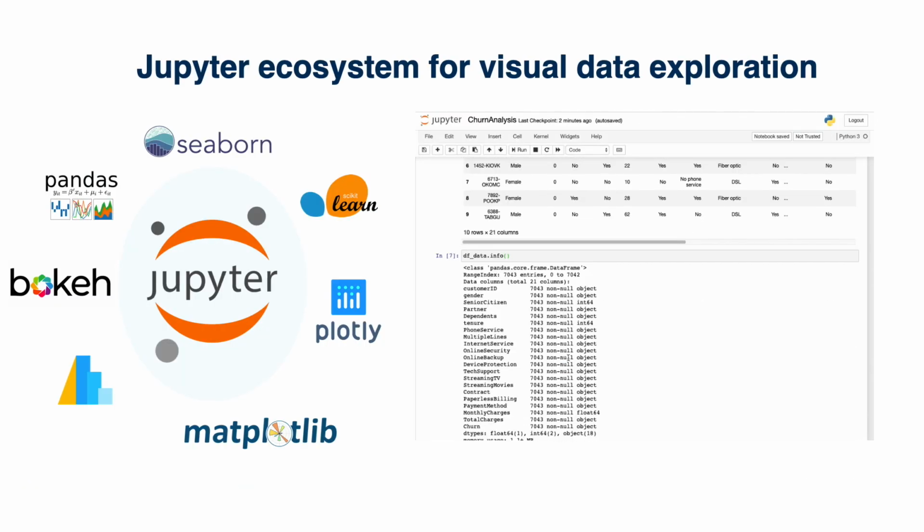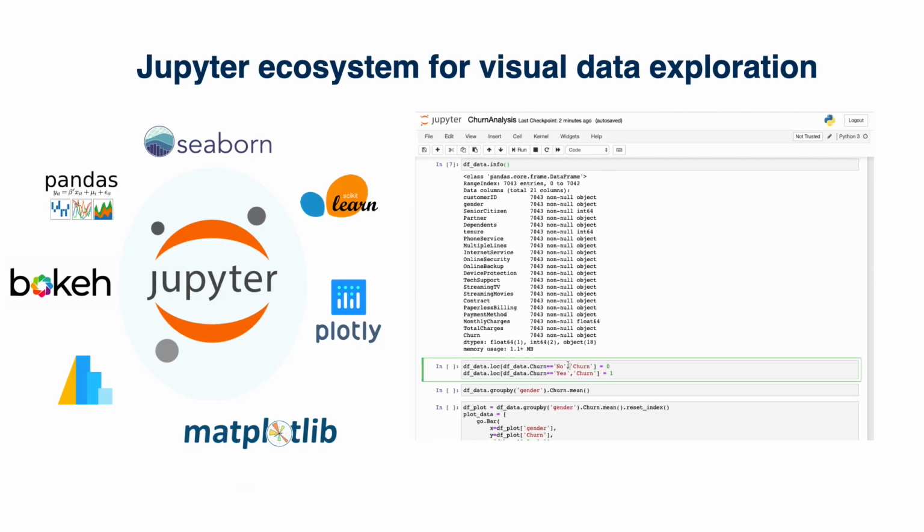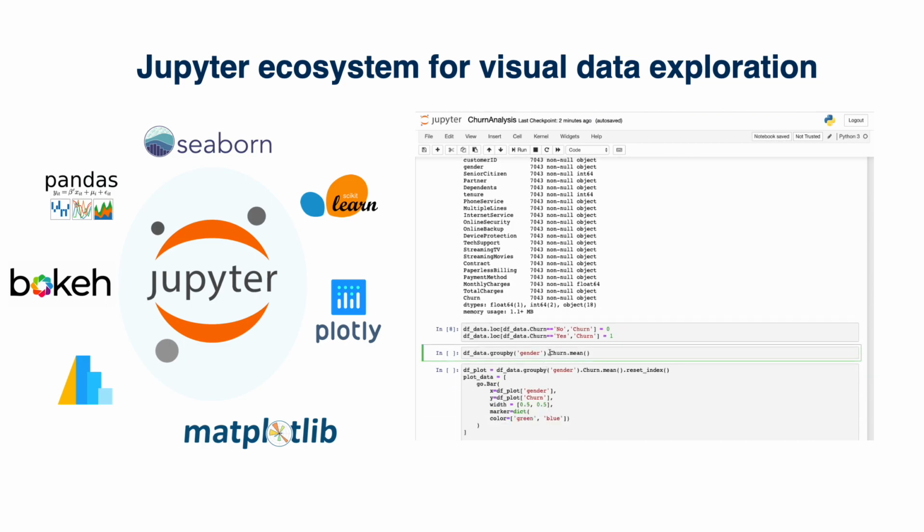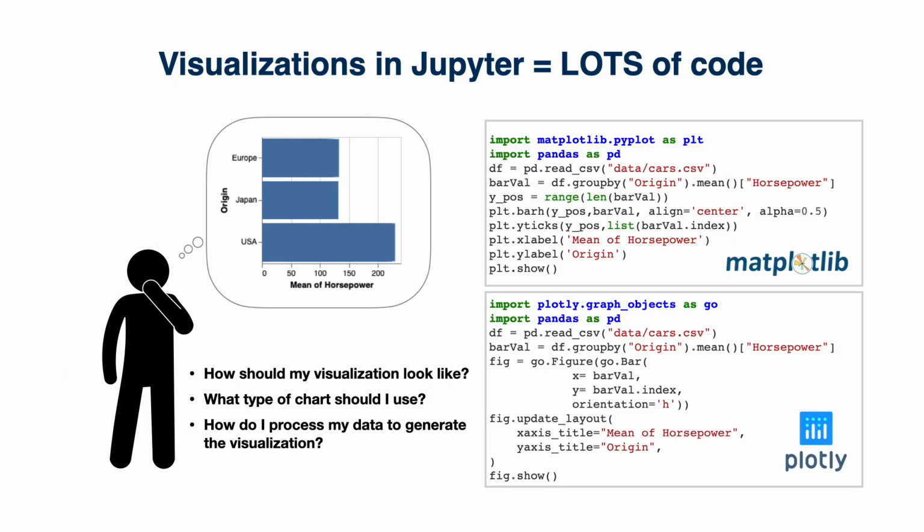In recent years, Jupyter Notebooks have become the de facto way that data scientists explore and visualize their data. Yet current visualization libraries in Python require users to write a substantial amount of code for plotting even a single visualization, which often hinders the flow of data exploration.